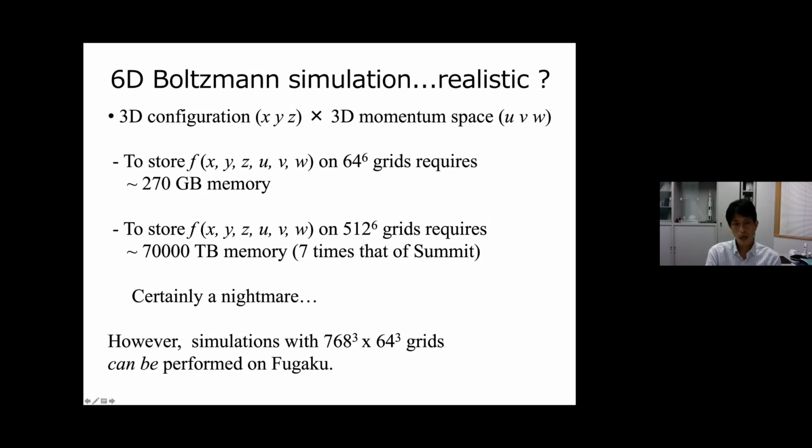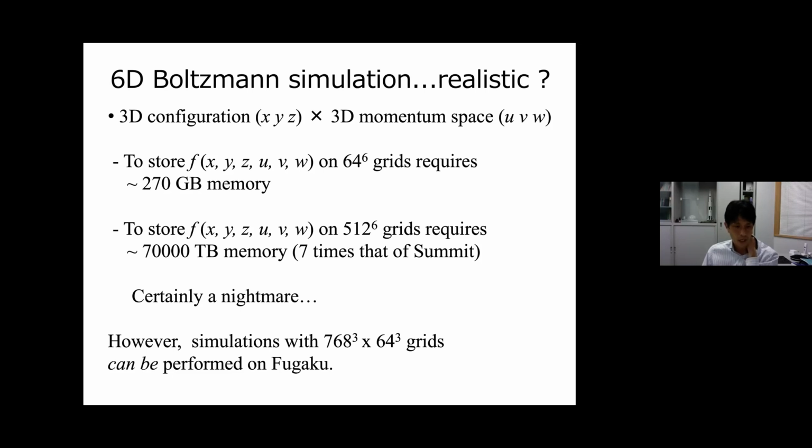Memory-wise only, to store the distribution function on 64 to the power 6 grids, it needs 270 gigabytes. If we want to run something more realistic, like 512 to the power 6 grids, it needs 70,000 terabytes of memory. That is 7 times what is available on Summit, a US computer. So this is really a nightmare. Mostly this large memory consumption has hampered us from doing direct simulation.